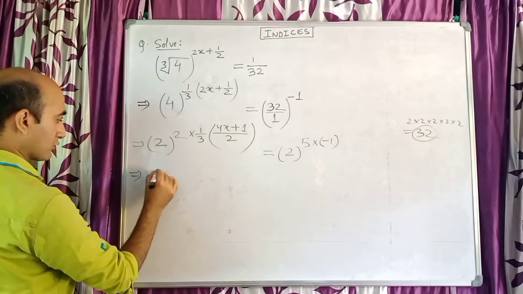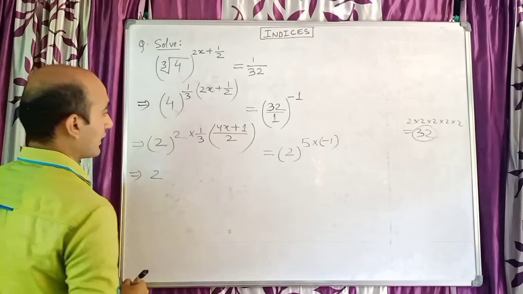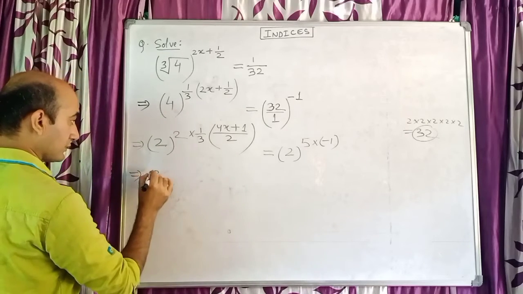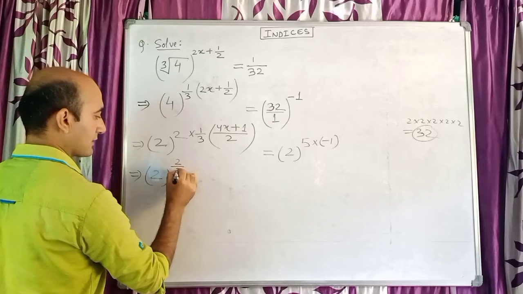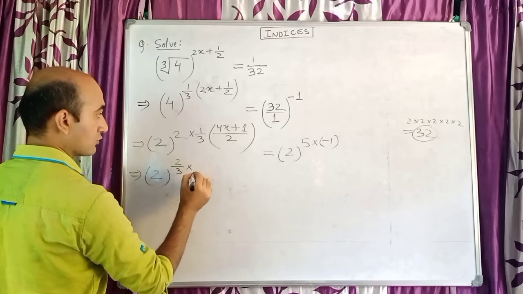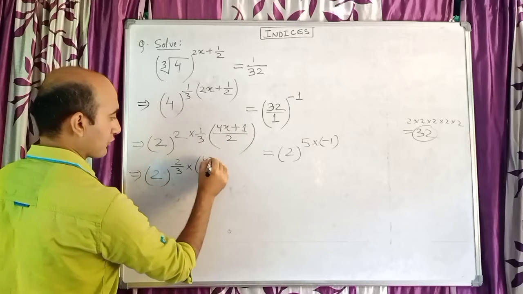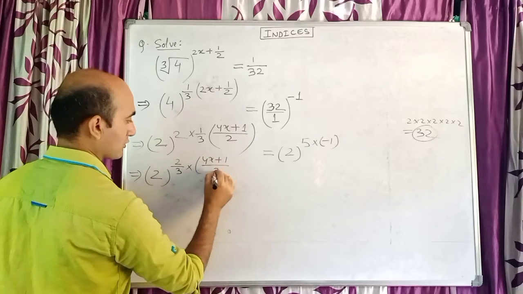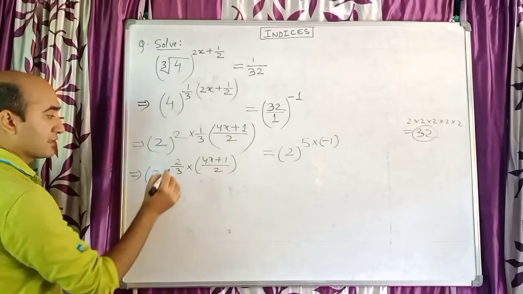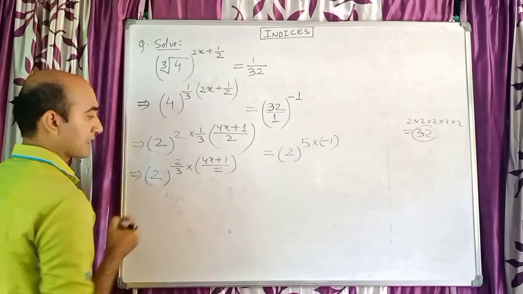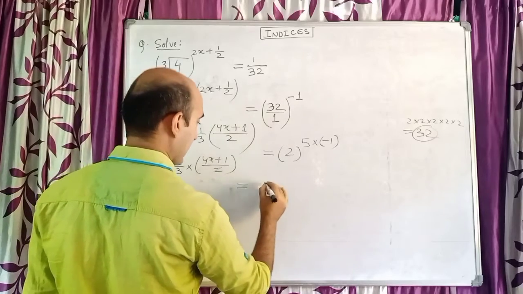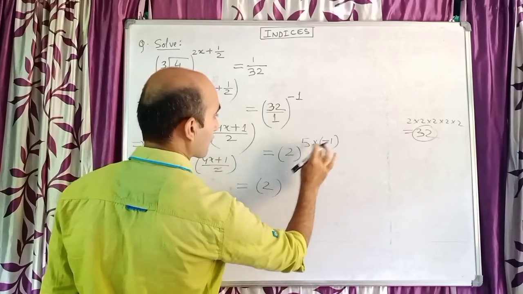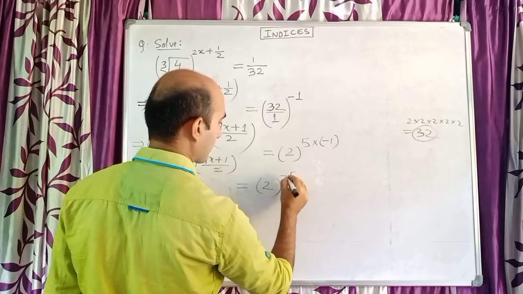Now here, arrow 2, what you can do is write 2 ones are 2, that means 2 by 3. 2 by 3 into, you can write in the bracket, 4x plus 1 by 2. So finally what will happen, children? This 2 will cancel. It is in the power but we can simplify and cancel. And here you can write 2 power 5 ones are 5, but minus 5.